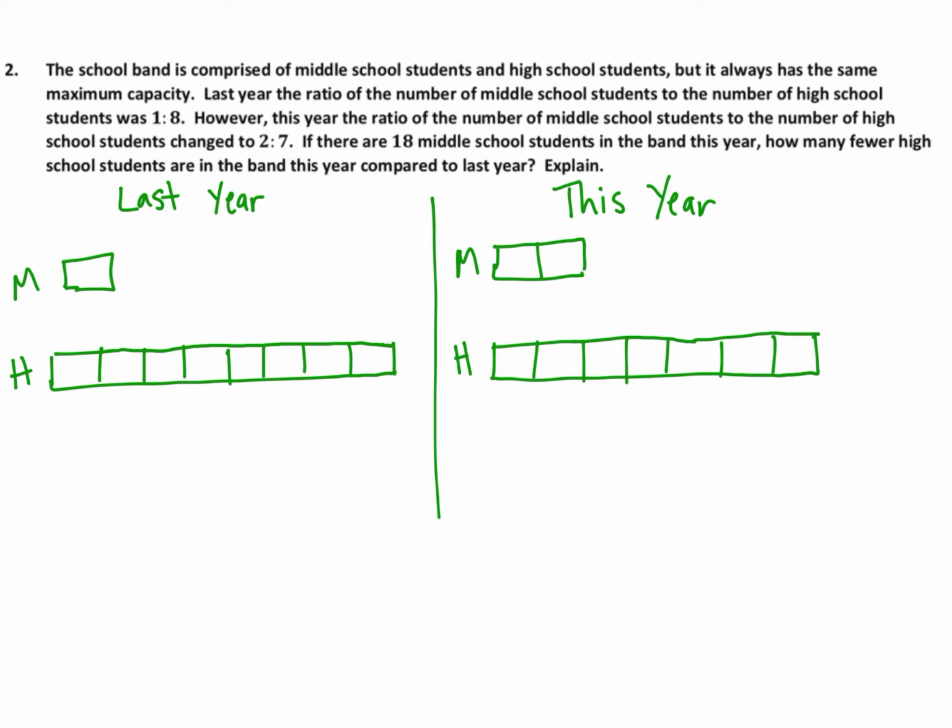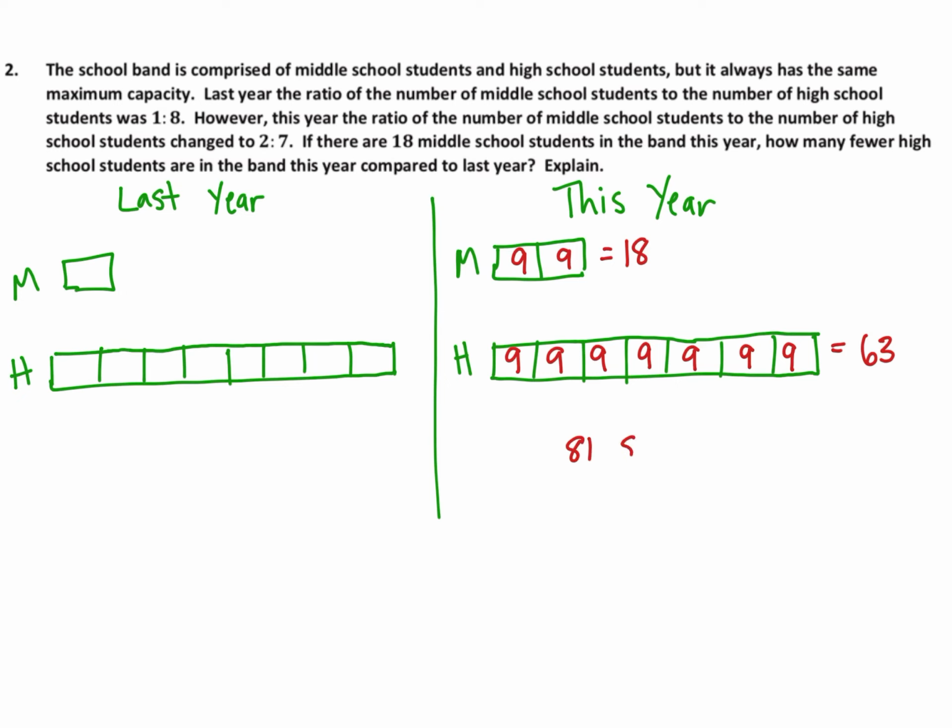If there are 18 middle school students this year, so 18 middle school students in the this year side, how many fewer high school students are in band this year compared to last year? So we need to first start by figuring out how much goes in each box. If 18 is split into 2 equal parts, 9 is going to go in each section. And since we have 7 groups here, 9 times 7 is 63 high school students this year.